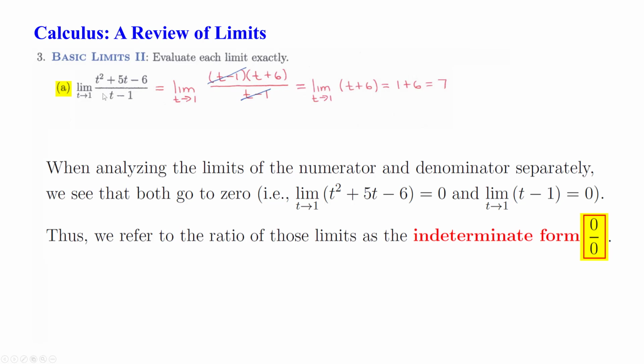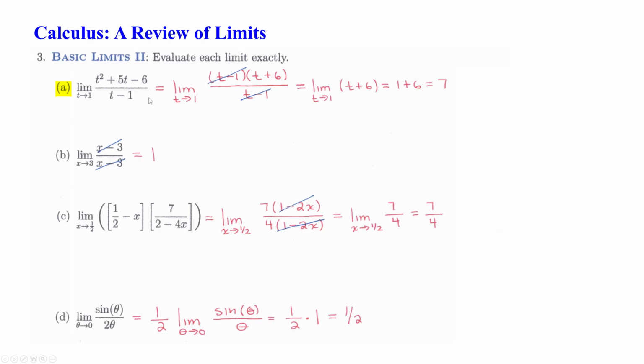What we really mean to say is the numerator is going to 0, the denominator is going to 0, as t, separately they go to 0, as t goes to 1. This is an indeterminate form, which means you have to do more work. So we have a 0 over 0 form, and that means we need to do more work.